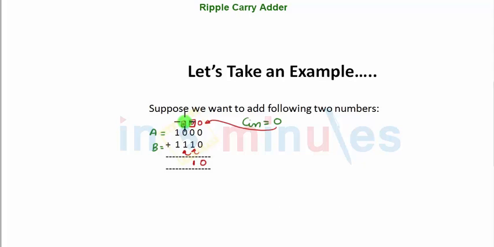Okay, in the third stage we have 0 plus 1, which leads to a sum of 1 and Cout equal to 0 again. The same thing again. The Cout of the third stage becomes the Cin to the fourth stage. And the final stage we have 1 plus 0, which leads to a sum of 0 and a final Cout of 1, which might go to further stages if we have them.